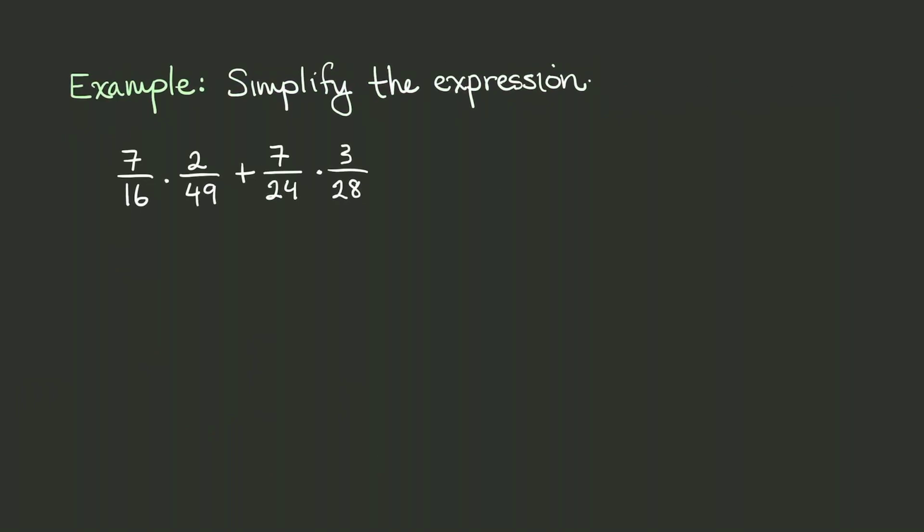In this example, we're supposed to simplify this expression involving fractions. The first thing that we'll do, using order of operations, is we'll look for any parentheses or exponents. I don't see any of those, and so we'll move on to multiplication and division. So we'll have 7 times 2, I'm just multiplying straight across that first fraction, over 16 times 49. And then the second fraction we can combine as 7 times 3 over 24 times 28. I didn't multiply either of these out because I want to be able to simplify, and it's easier to see when it's already factored out what I need to do.